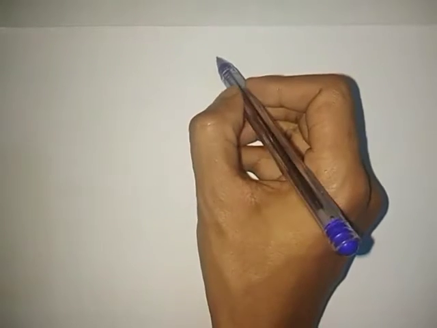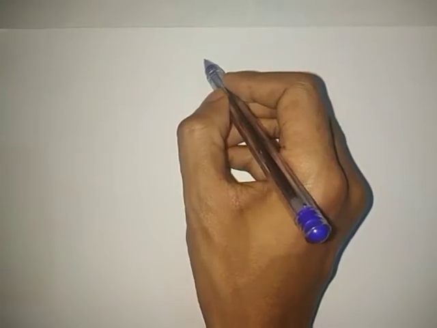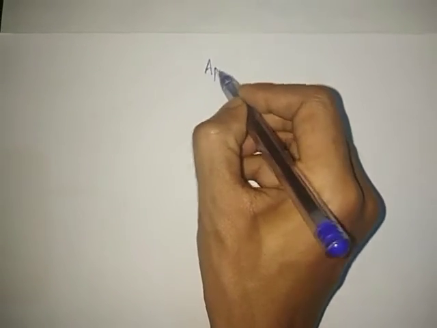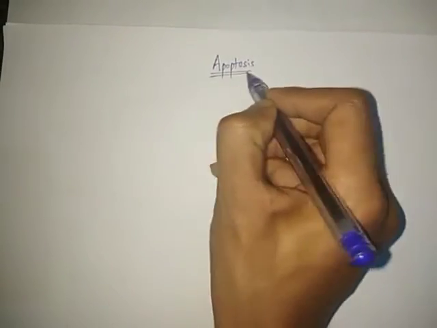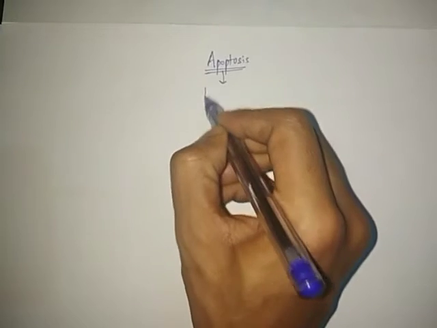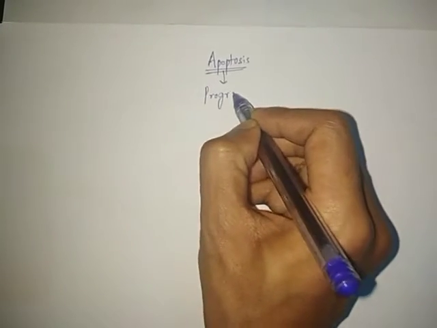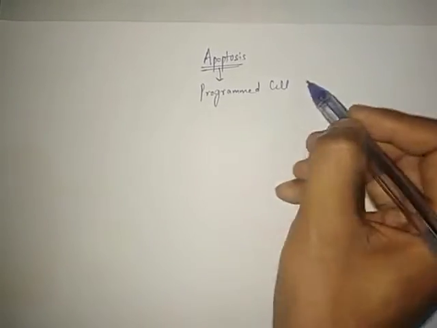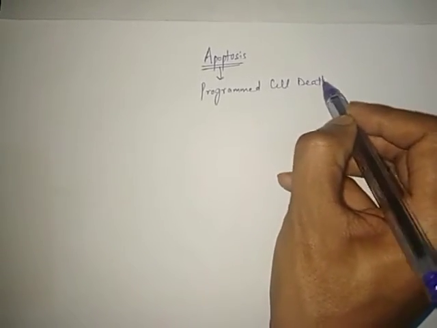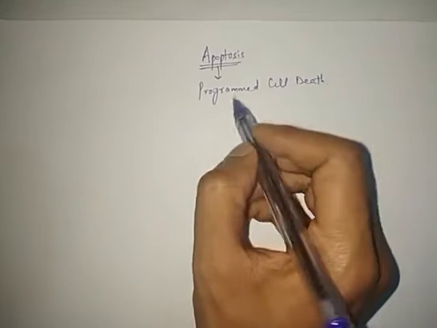Hello friends, today I am going to discuss a very important topic from pathology, and that is apoptosis. We all know that apoptosis is basically programmed cell death. So what is apoptosis? Apoptosis is programmed cell death when the cell is not required by the body, or when the cell is harmful for the body.